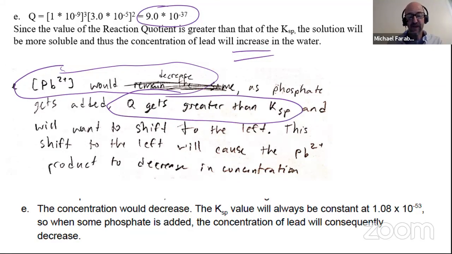we don't know that Q is greater than KSP because we don't have a calculated number to compare it to. This person says the KSP will always be constant, but they don't compare Q with K. So they say that lead would decrease, but we're not getting a significant understanding of Q versus K.